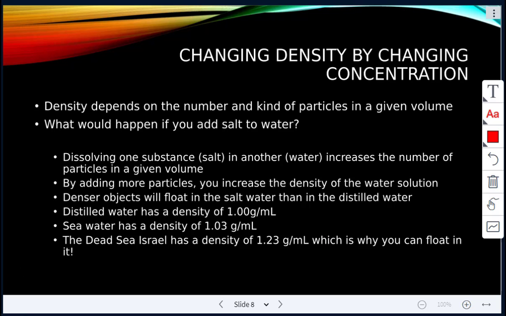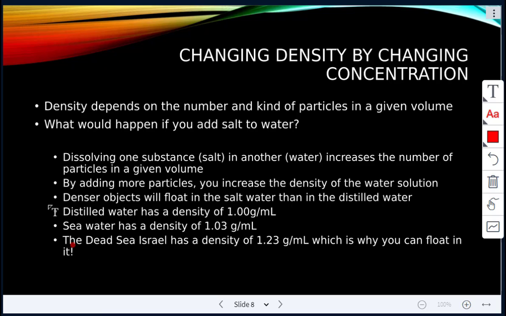So, changing density by changing concentration. Like we said, density depends on the number and kind of particles in a given volume. But what would happen if you, for example, added salt to water? Dissolving salt into water will increase the number of particles in that given volume. By adding more particles, you're increasing the density of the water solution. So denser objects will float in salt water when they wouldn't in distilled water.